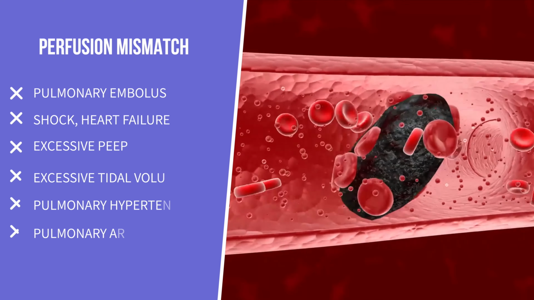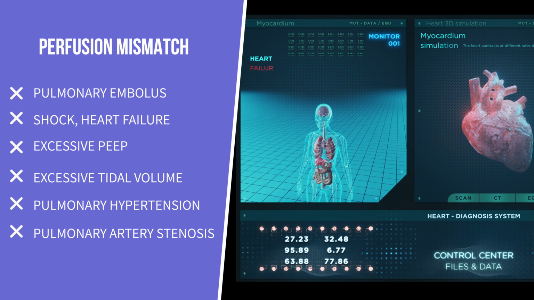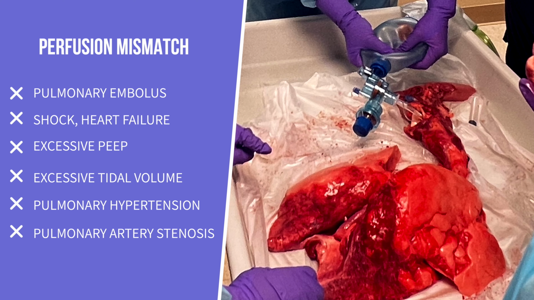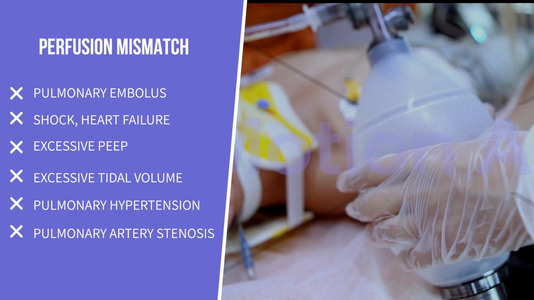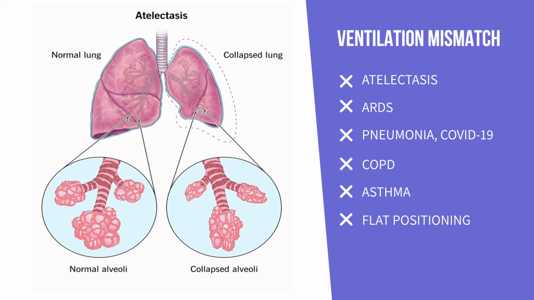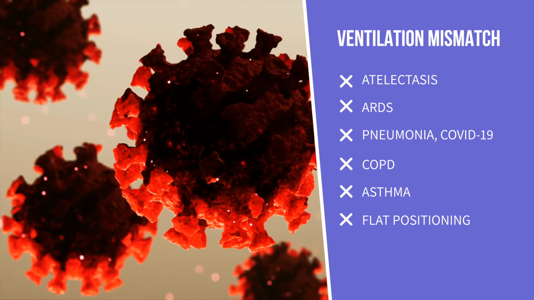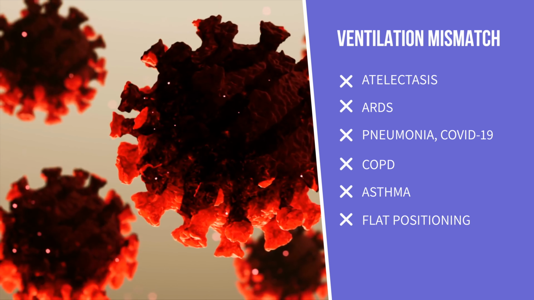Mismatches occur due to various causes. For example, a pulmonary embolus, shock, too much positive end expiratory pressure, and excessive tidal volumes could result in problems with perfusion. Atelectasis, acute respiratory distress syndrome, and pneumonia will impact ventilation, causing a well-perfused but poorly oxygenated lung.